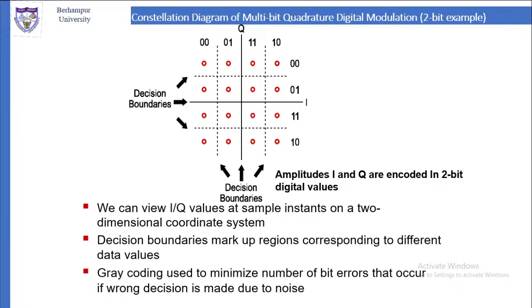Amplitudes of I and Q are encoded in 2-bit digital values. Now we can view the IQ values at sample instance on a 2-dimensional coordinate system that we have seen here. Decision boundaries mark off regions corresponding to different data values. For example, top left, Q is equal to 0, 0, I is equal to 0, 0, first line. Next one is 0, 1, 0, 0. Next one is 1, 1, 0, 0. Next is 1, 0, 0, 0. So those 2 bits you know.